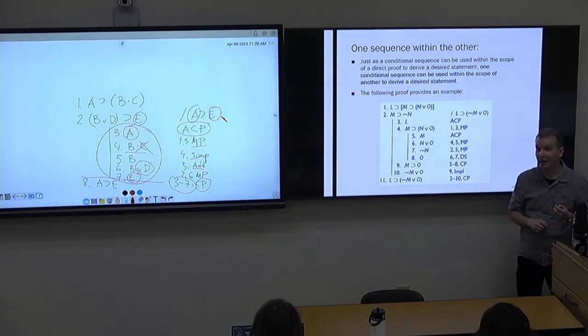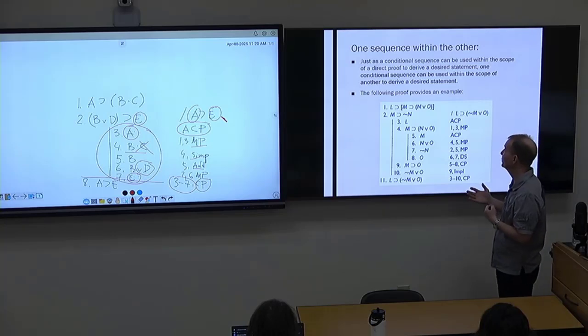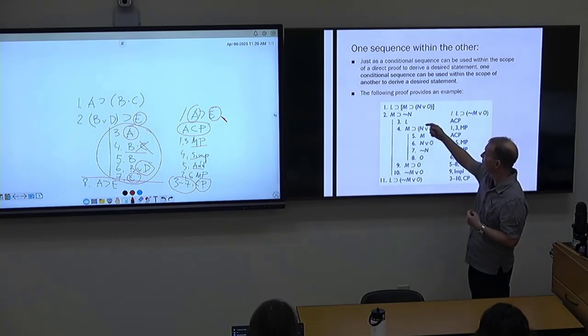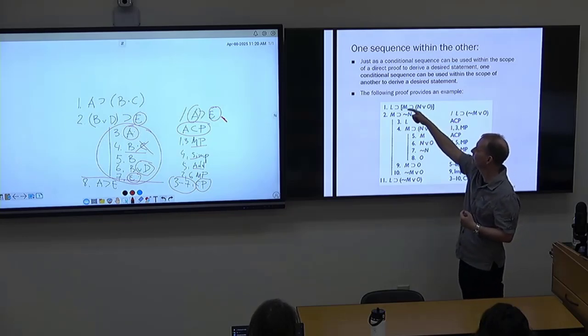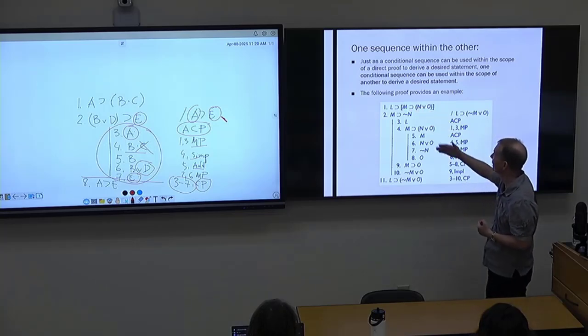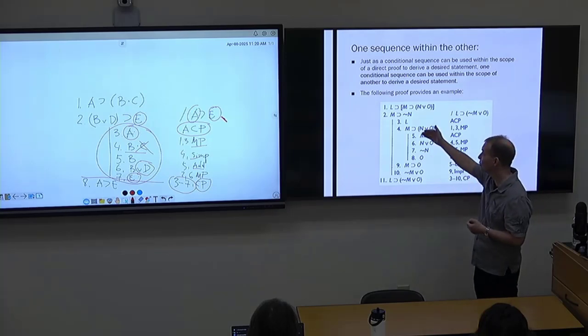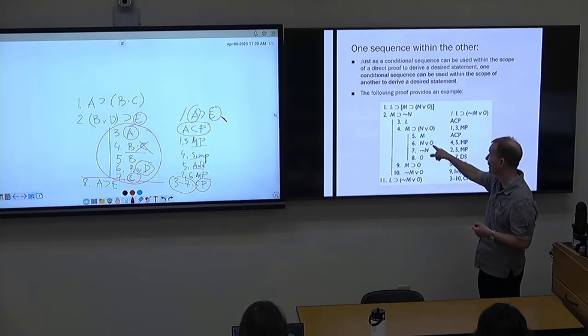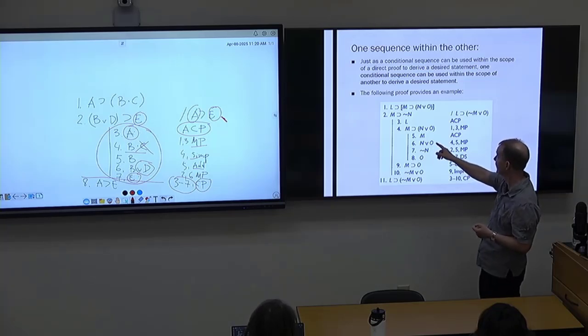You can also have one sequence within another. So this is an example of something like this. Here, they started by assuming L for line 1, which immediately gives you the consequent here. But the consequent itself is also a conditional statement. So you can do another sequence assuming M in this case, which gives you N or O. Then that, through modus ponens, gives you not N.